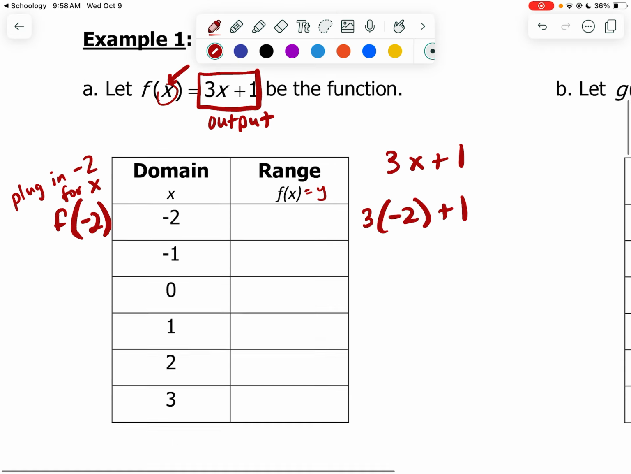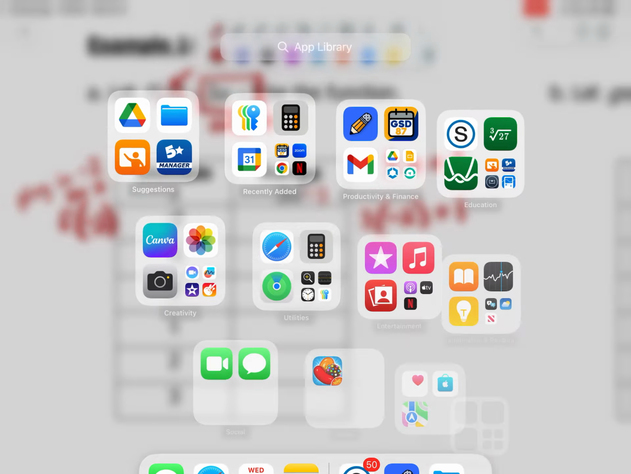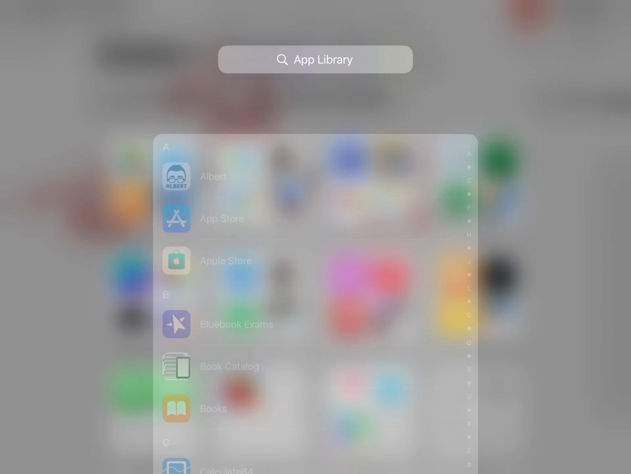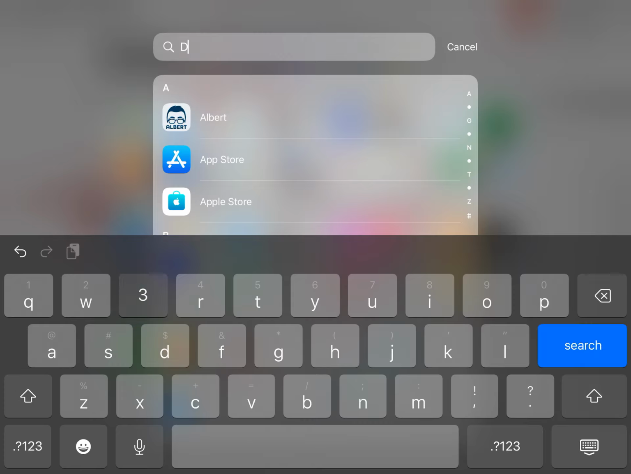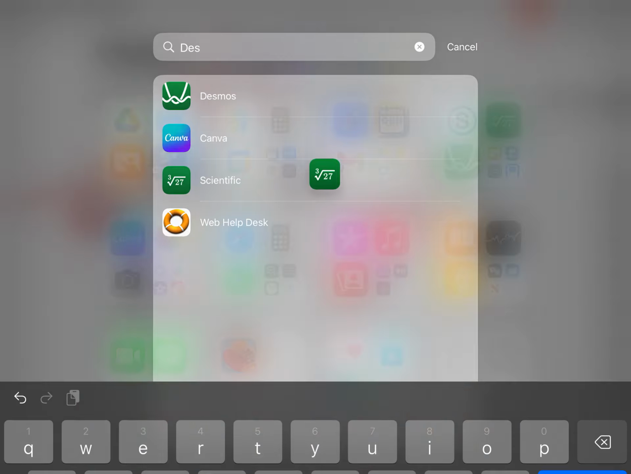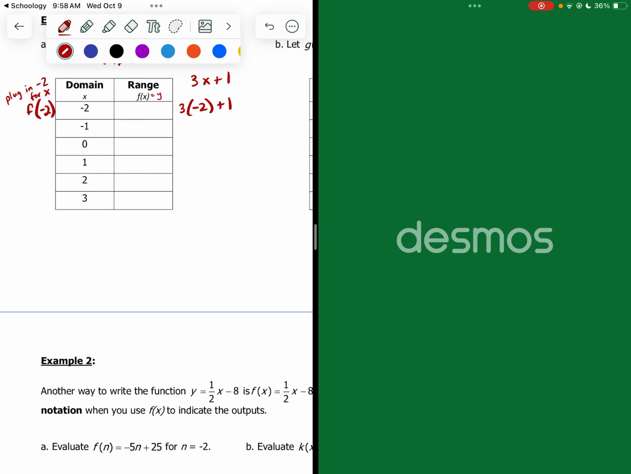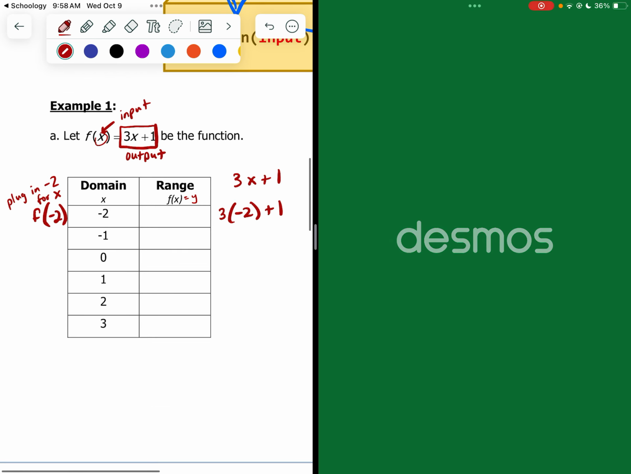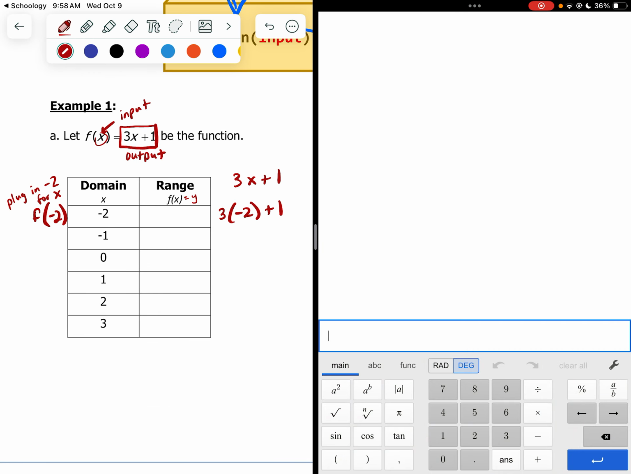Okay, so we could use our calculators, right? You guys can have yours open. I'm going to split screen mine. Okay, and we can just plug that right in. I know you guys have Desmos too. So 3 times negative 2 plus 1 is negative 5. So if you put in negative 2, you get out negative 5.